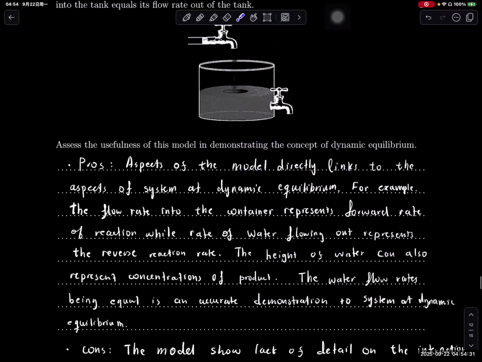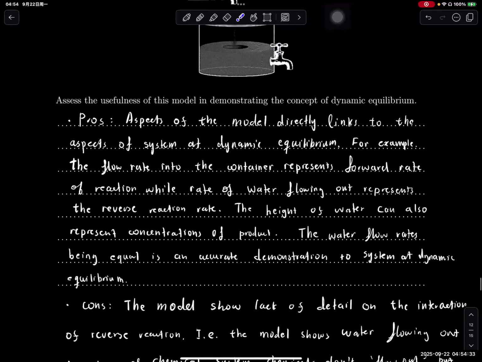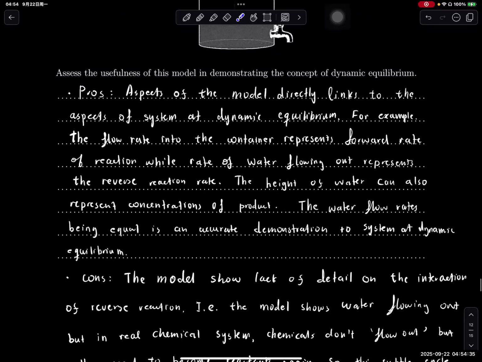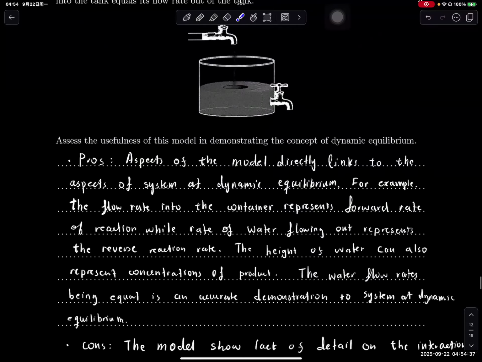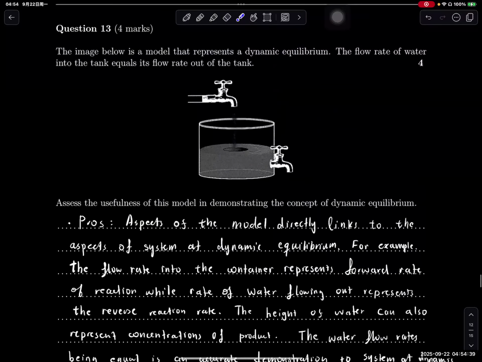This one is a little subtle, and it takes some effort to really express your point clearly. The idea is that this model doesn't really show the interaction between the chemistry, right? In dynamic equilibrium in terms of a chemical system, molecules are reacting. This does not show that, like they're exchanging between each other. This does not show that because the water just flows in and flows out. It does not form a cycle like chemical equilibrium.